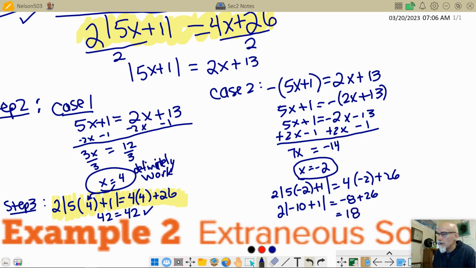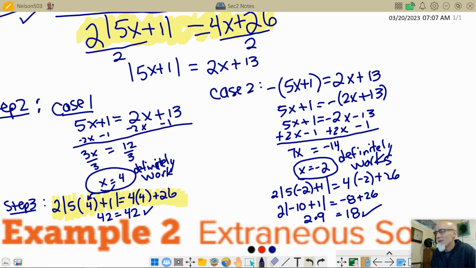And over here I got negative 9 times 2. Negative 9 absolute value makes it positive 9. So I get 2 times 9, which is 18. Check mark. This one definitely works also. Let me see if I can write definitely without any hesitation. Definitely works. Yes! We have two solutions.